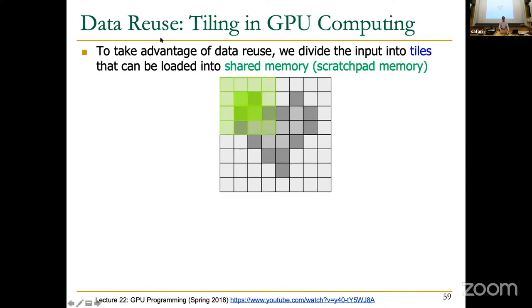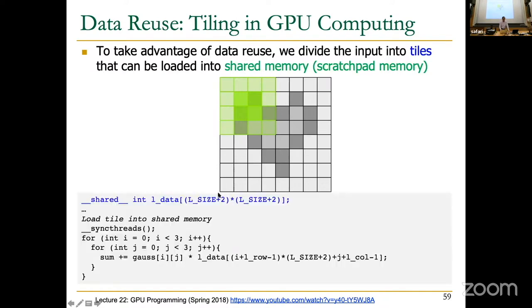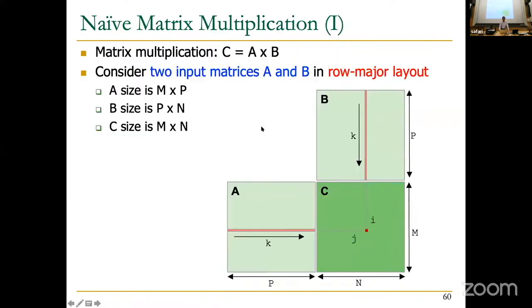So basically, to take advantage of data reuse, you divide the inputs into tiles that can be loaded into scratchpad memory in GPUs, but it could be a cache also in a CPU or even a GPU. And tiling is basically dividing this entire, let's say, matrix into smaller chunks where the size of the smaller chunks is smaller than the size of the scratchpad or the cache. Now, let me give you a real example.